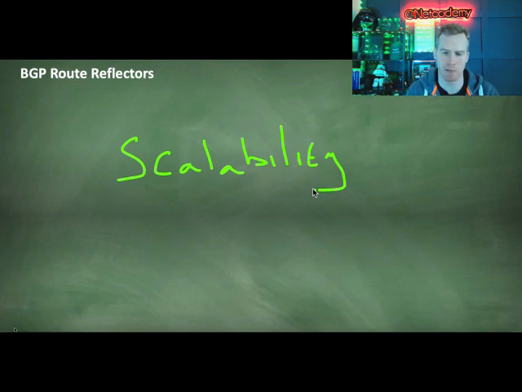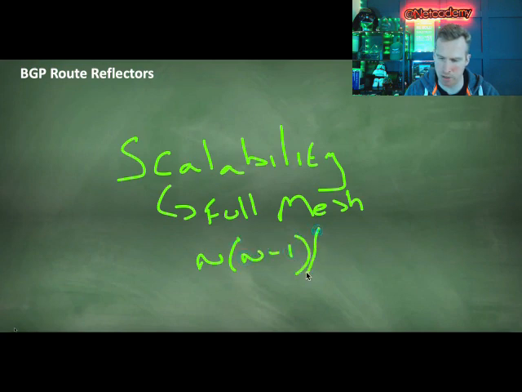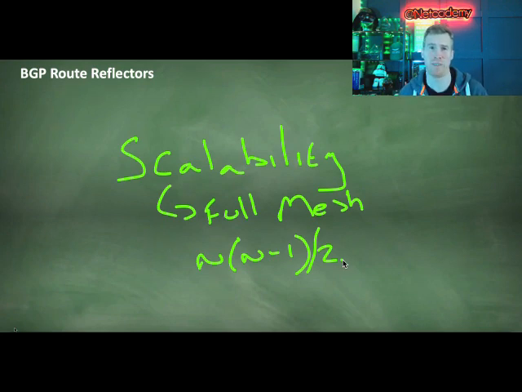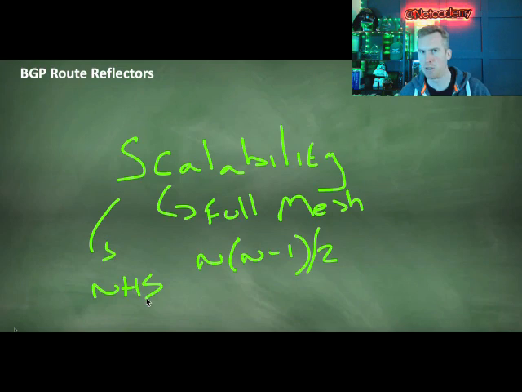comes to iBGP, because we do not need this full mesh of connections. Again, using that formula of n(n-1)/2, you could see just how with 10 routers, you needed 45 connections. Imagine if you had more than 10 routers, it becomes unmanageable. So route reflectors address the limitation you get with iBGP when it comes to scalability and the need to have a full mesh network.